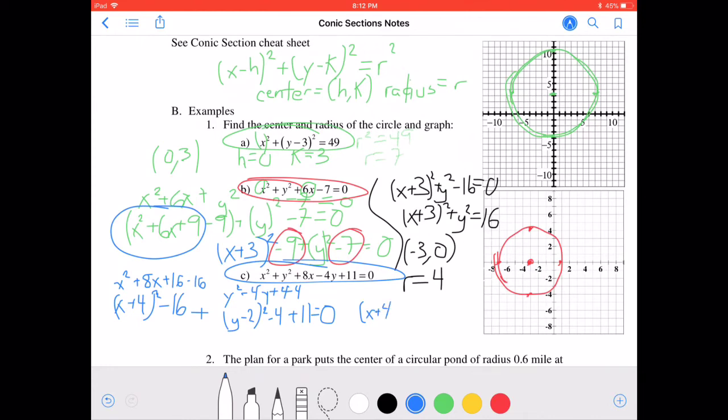plus 4 quantity squared plus y minus 2 quantity squared equals 9. So our center will be at negative 4, because things flip-flop if they're coming outside of the parentheses, positive 2, and then our radius is going to be 9.